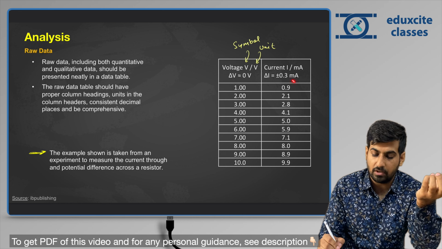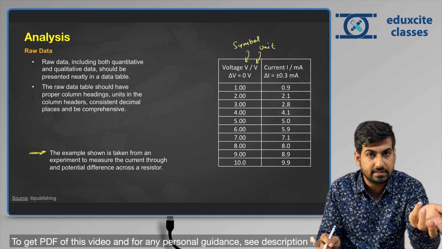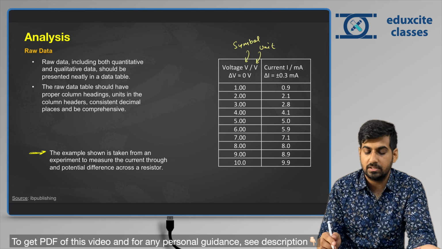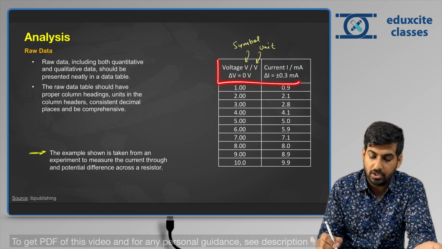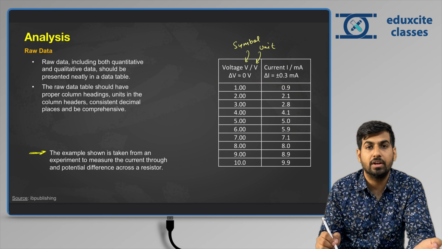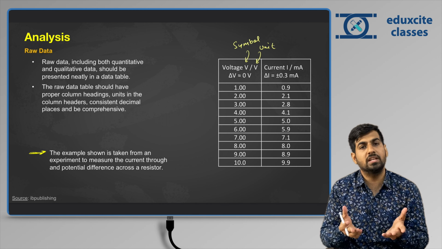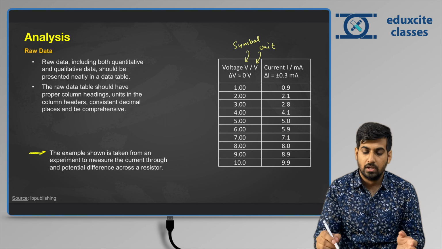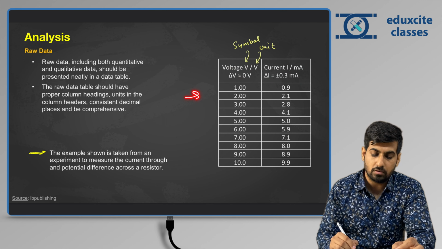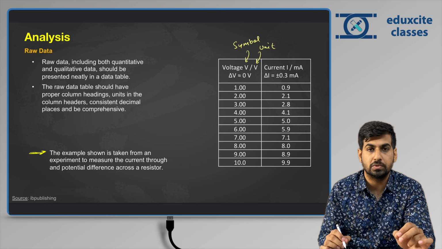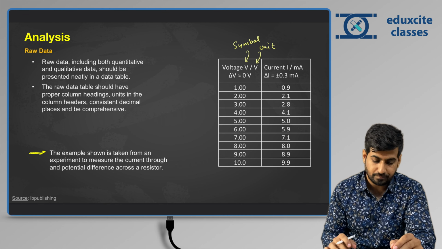Whatever data we are collecting is measured using a certain device, and that device has a certain uncertainty, which is 0.3 milliampere. It is already mentioned, so there is no need to mention it individually for each and every reading you take, because all the readings are measured from the same device, so they will have the same uncertainty. It's obvious. So mention it in the column heading itself. This is just for your reference, how you are supposed to give your raw data in your IA.